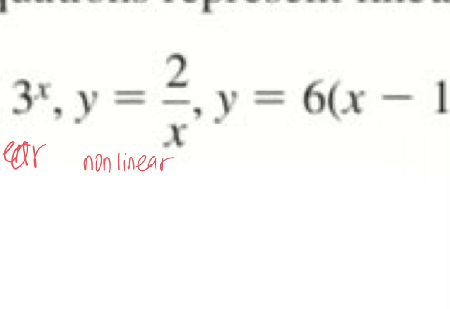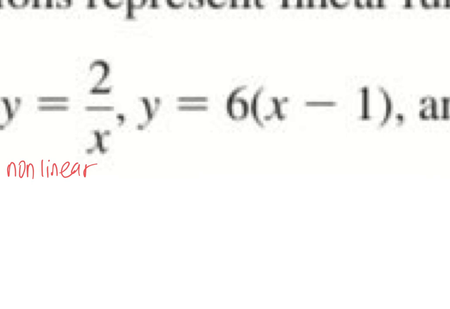Okay. Next one. y equals 6 times x minus 1. Linear or nonlinear? What do you think? Linear, because when you simplify it, y equals 6x minus 6. Yep. You can distribute that 6, right? And we get 6x minus 6. Linear. What's my m? 6. What's my b?